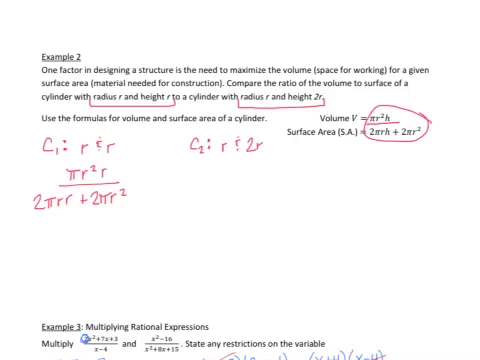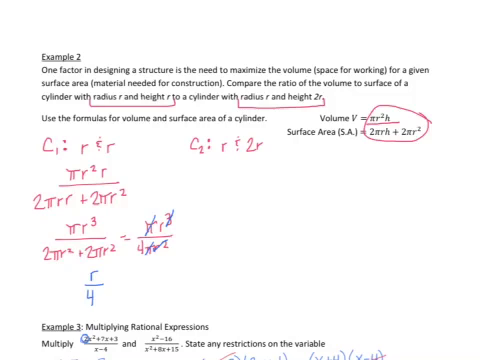Alright, so let's simplify that. So pi r cubed over 2 pi r squared plus 2 pi r squared. Well, that is pi r cubed over 4 pi r squared. Now we just need to cancel. The pi's cancel, all the r's but 1 on top cancel. So we end up with r over 4.